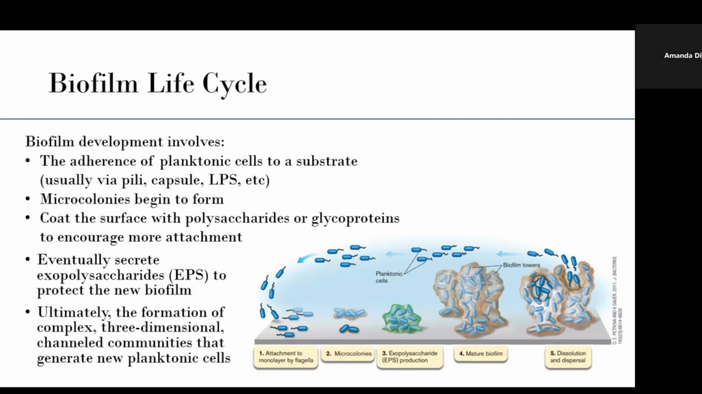Then as they start to grow in number, they will start to create this exopolysaccharide, EPS. And it's a really thick polysaccharide layer that starts to form all the way around them and protect them. It once again protects from antibiotics. It can make sure that they all have the ability to exchange nutrients with each other, things like that.